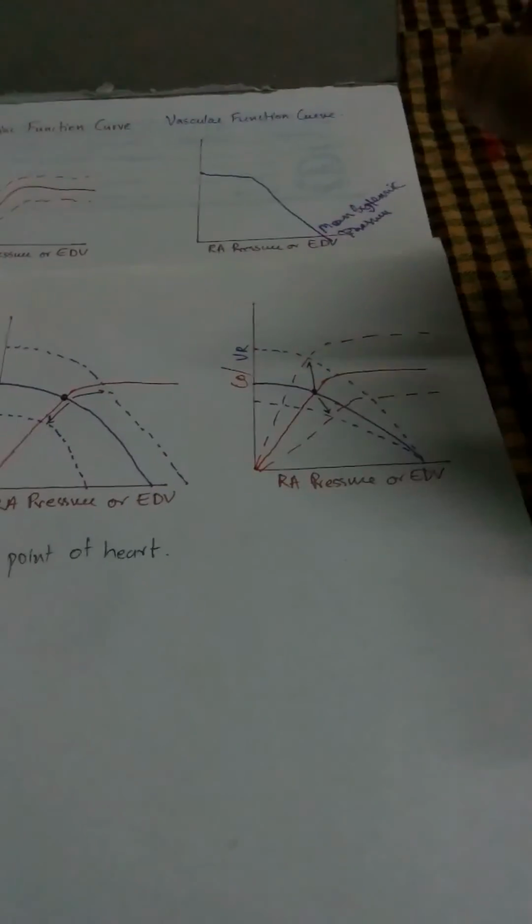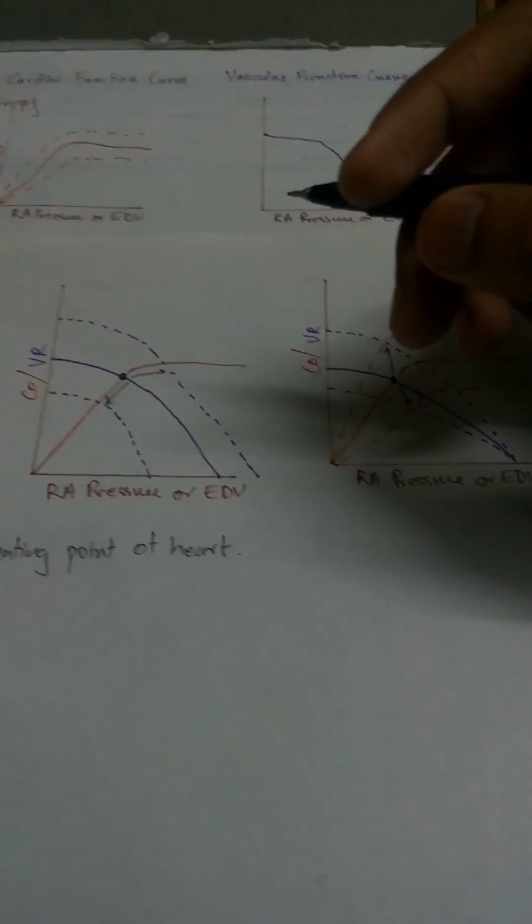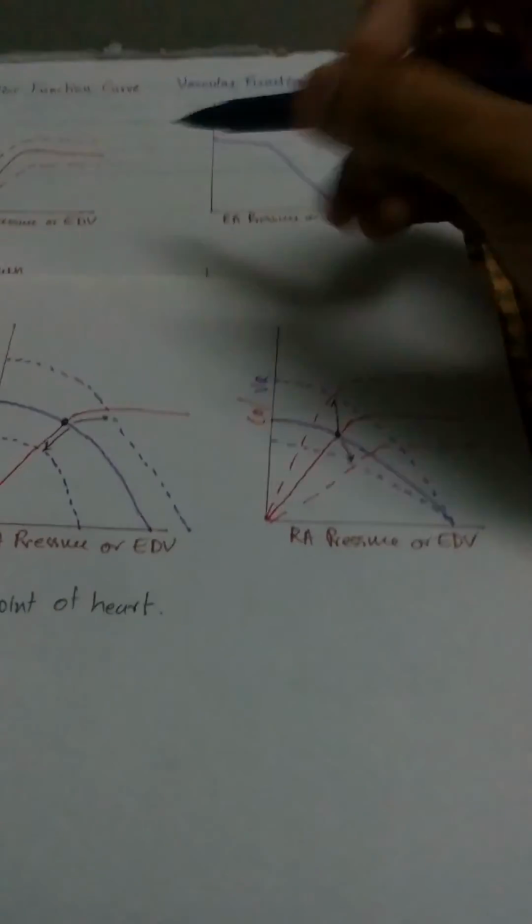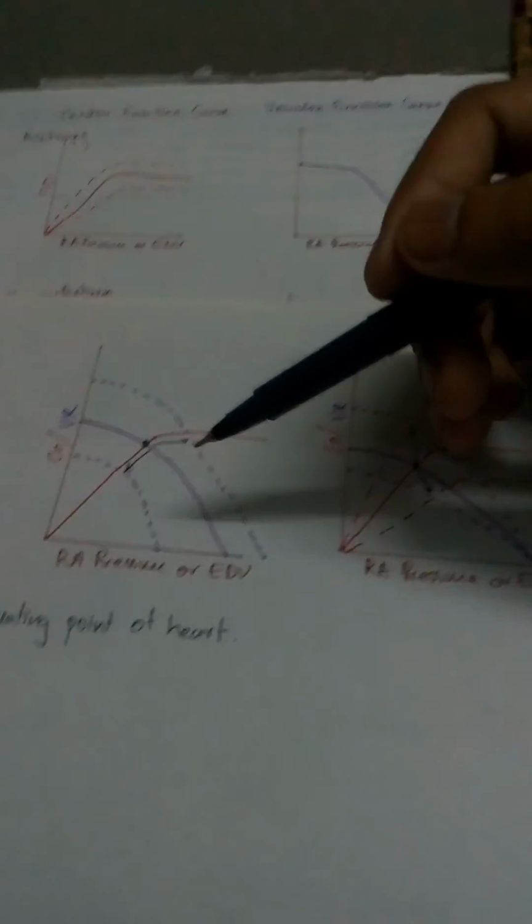Now there can be combinations of both increased inotropy and decreased venous return, which changes the operating point of the heart.